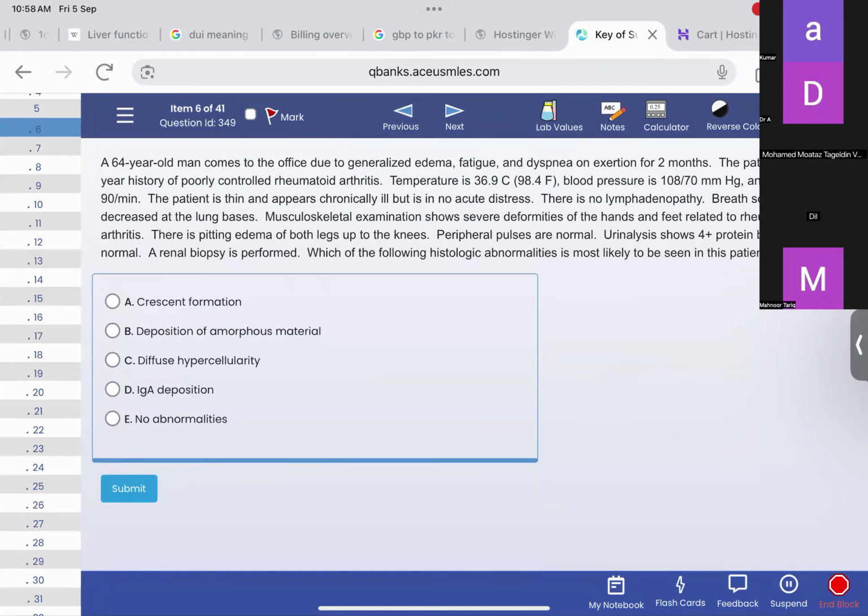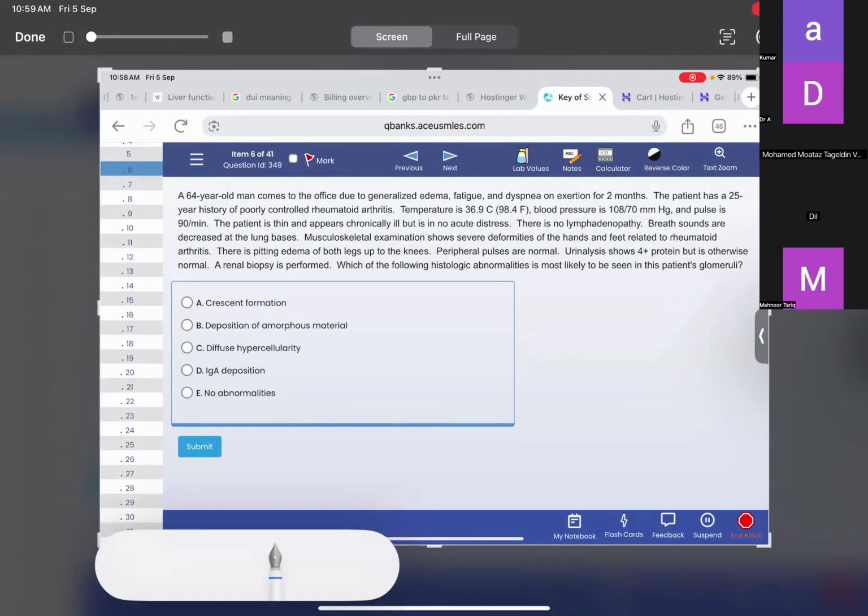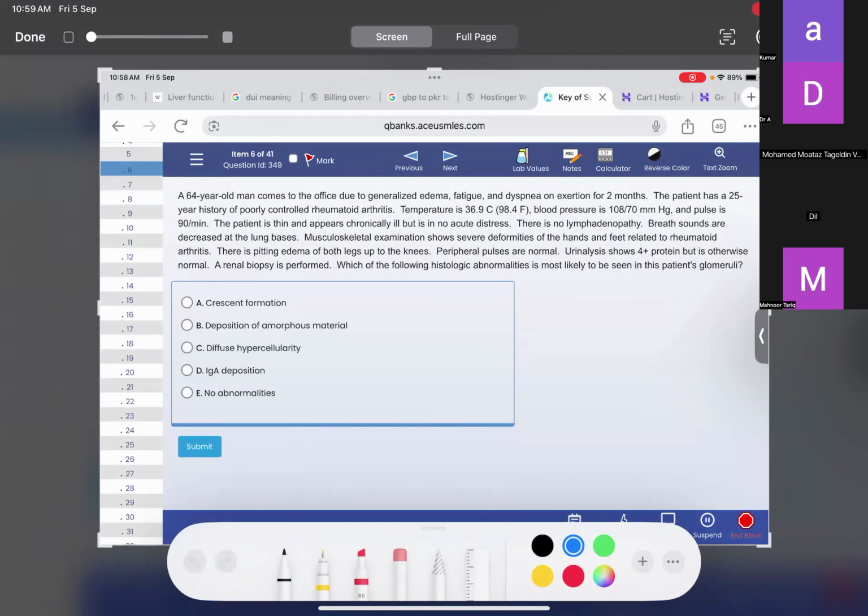Which of the following histologic abnormalities is most likely to be seen in this patient's glomeruli? A 64-year-old man comes to the office due to generalized edema, fatigue, and dyspnea on exertion for 2 months. The patient has a 25-year history of poorly controlled rheumatoid arthritis. Temperature is 36.9 Celsius, blood pressure is 108 over 70, pulse is 90 per minute. The patient is thin and appears chronically ill but is in no acute distress. There is no lymphadenopathy.